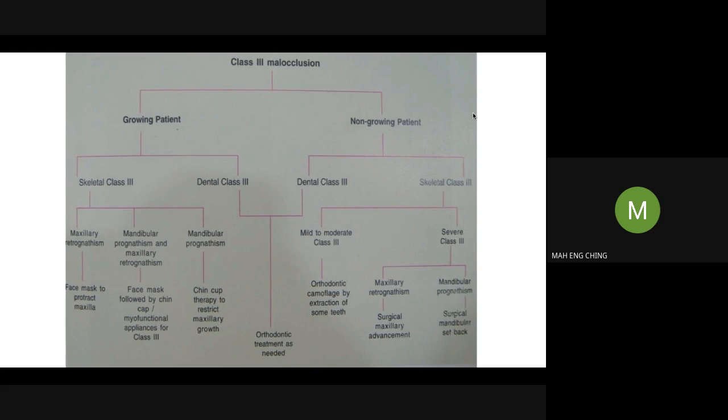But for non-growing patients, adult patients, when it comes to skeletal Class 3, then most of the time we have to do surgery, either on the maxilla, the mandible, or a combination of both. Or if it is moderate, then maybe you can do braces only. When it comes to severe cases, always surgery.